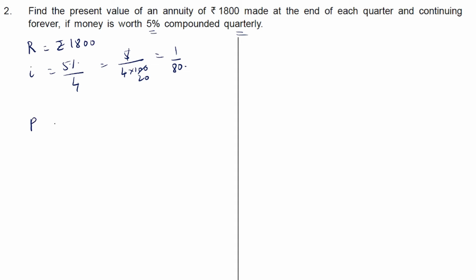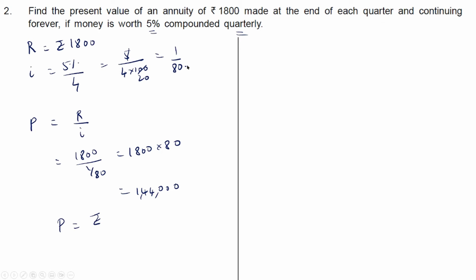So the present value of perpetuity P is equal to R by I. It is 1800 upon 1 by 80, that is 1800 into 80. So it is 1,44,000. So the present value of perpetuity of rupees 1800 made at the end of each quarter if money is worth 5% compounded quarterly is rupees 1,44,000.